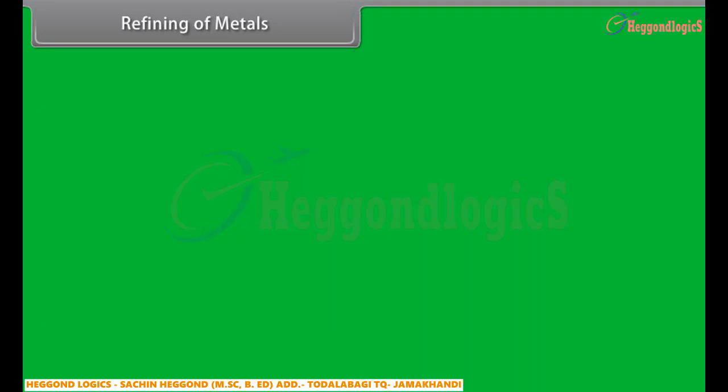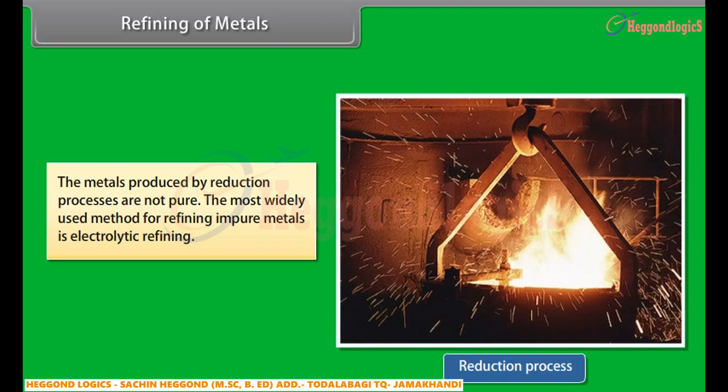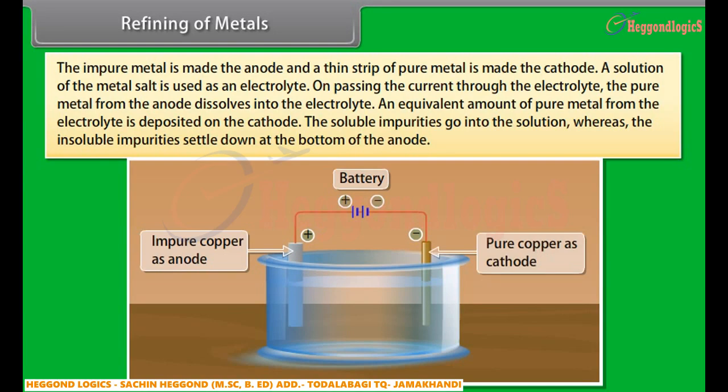Refining of metals. The metals produced by reduction processes are not pure. They still contain impurities, which must be removed to obtain pure metals. The most widely used method for refining impure metals is electrolytic refining. Many metals are refined electrolytically. The impure metal is made the anode and a thin strip of pure metal is made the cathode. A solution of the metal salt is used as an electrolyte. On passing the current through the electrolyte, the pure metal from the anode dissolves into the electrolyte. An equivalent amount of pure metal from the electrolyte is deposited on the cathode.